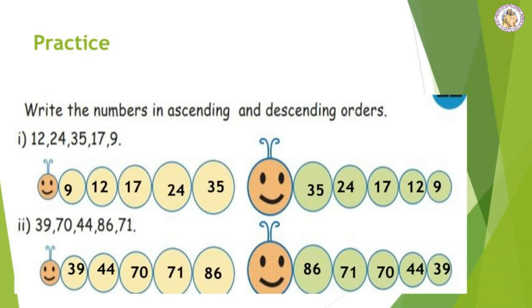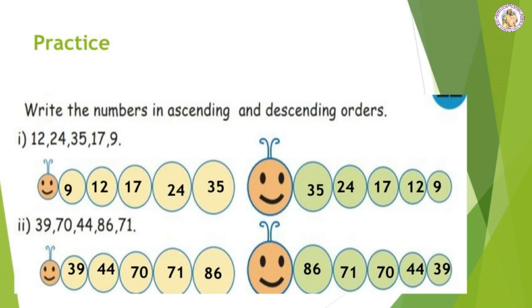Yes. First one, 12, 24, 35, 17 and 9. The smallest number is 9, followed by 12, 17, 24 and 35. That is smallest to biggest. The same thing in the reverse order: that is 35, 24, 17, 12 and 9. It's a descending order. Now we will see the second sum.